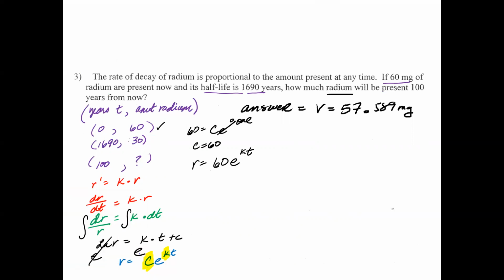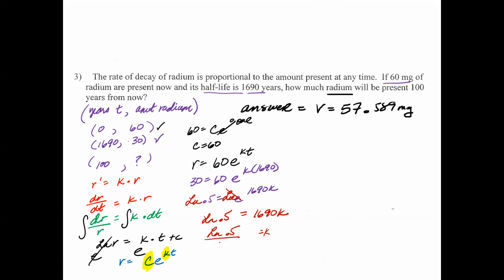Now I'm going to use the second point right here to find K. So I have 30 equals 60 e to the K times the year I have, which is 1690. Divide by 60 on both sides: 0.5 equals e to the 1690K. Let's do a ln on both sides. So ln 0.5 equals 1690K. Divide by 1690 on both sides: ln 0.5 divided by 1690 equals K. You want to solve for K and figure out what that is. If you want to do it right now, that's totally fine.